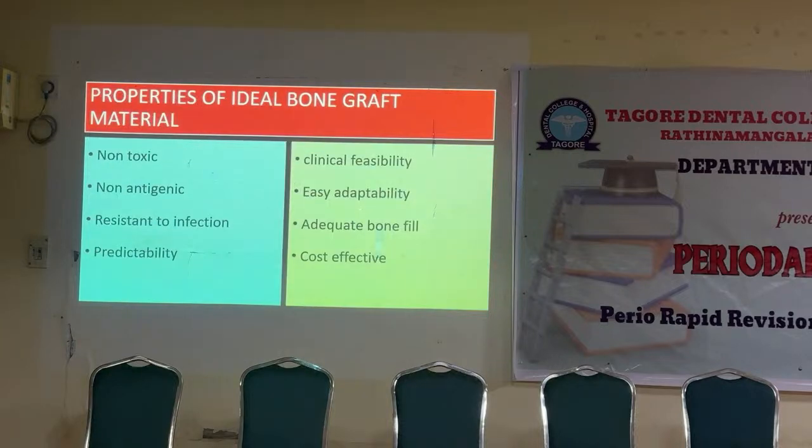So the ideal properties of a bone graft: it should be non-toxic, it should be non-antigenic, it should not create any infection, it should cause an adequate bone fill, and one more thing is it should be cost effective also. Which is the most cost effective? Autograft, because it is taken from ourselves. So we are giving permission, okay, take the graft. If the same thing you are going to buy, then it is going to cost you. Now grafts are all 7,000, 8,000, 10,000 already. If you take your own body cells, it will be cheaper, so cost effective.